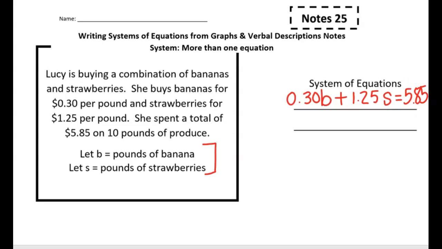How do I get the other equation? She bought 10 pounds of produce. She only bought two kinds of produce, vegetables and fruit and stuff. And so how much? She bought 10 pounds. What did she buy? Bananas and strawberries. That's all she bought. So bananas and strawberries have to add up to the 10 pounds.